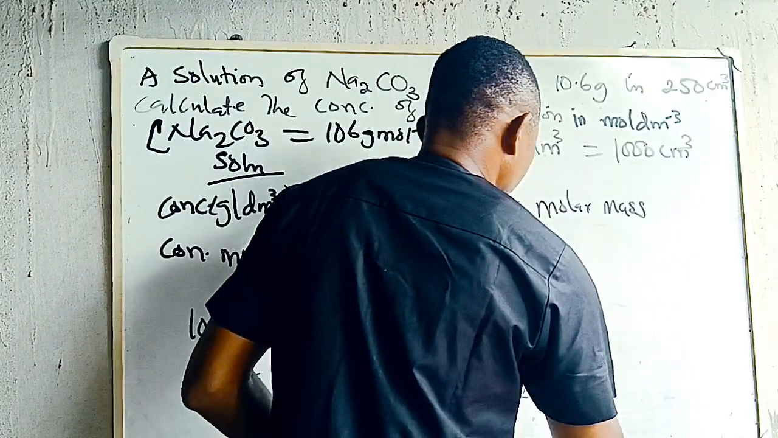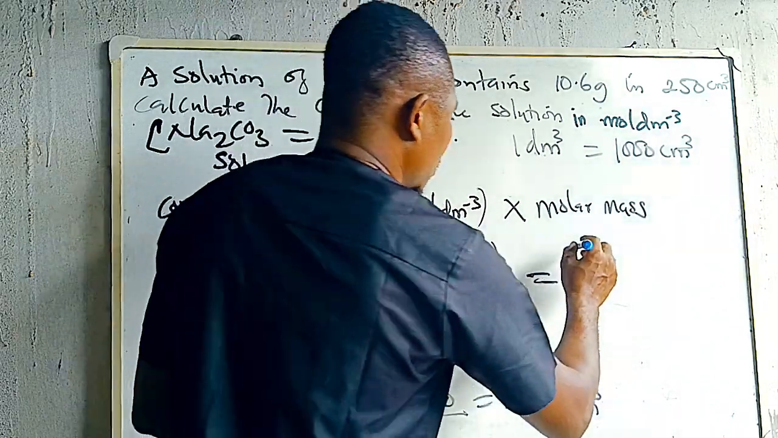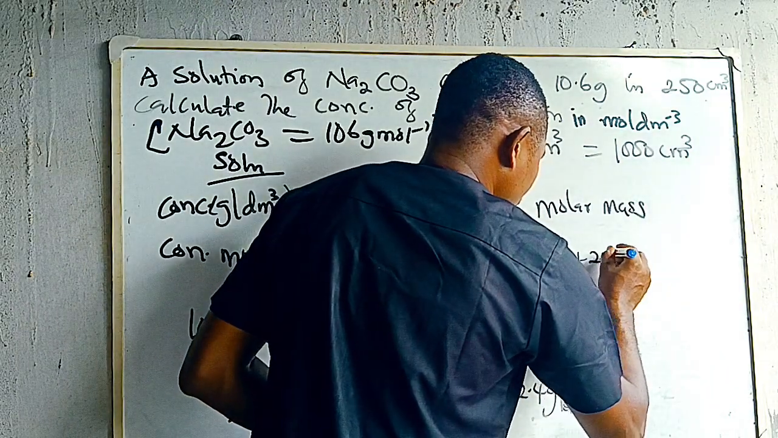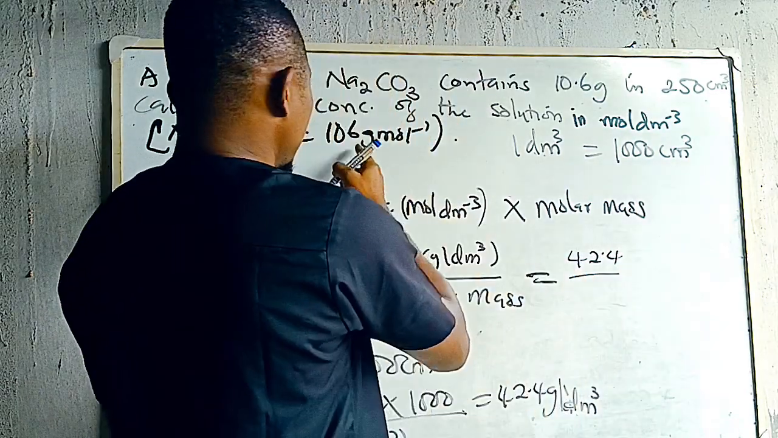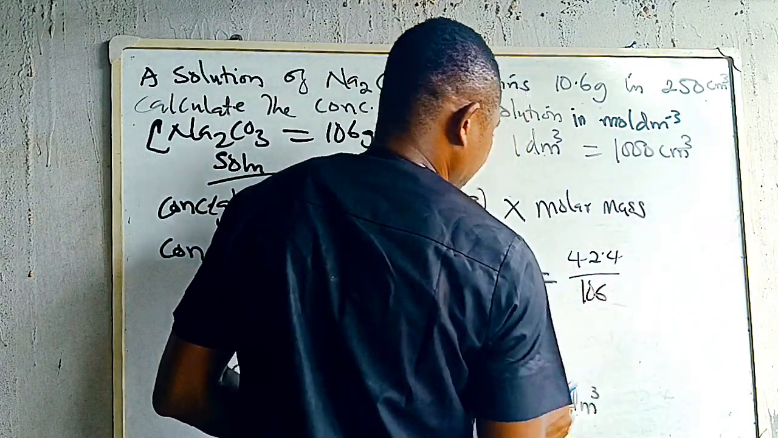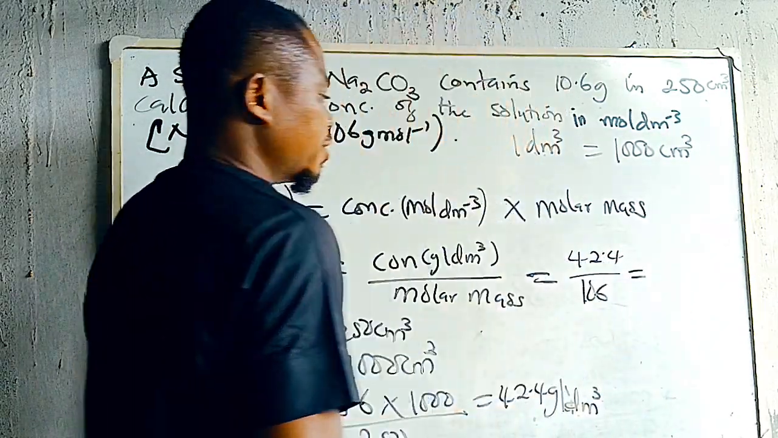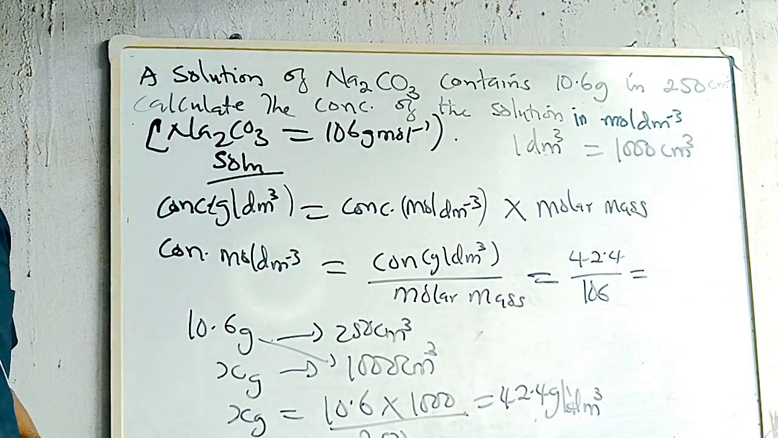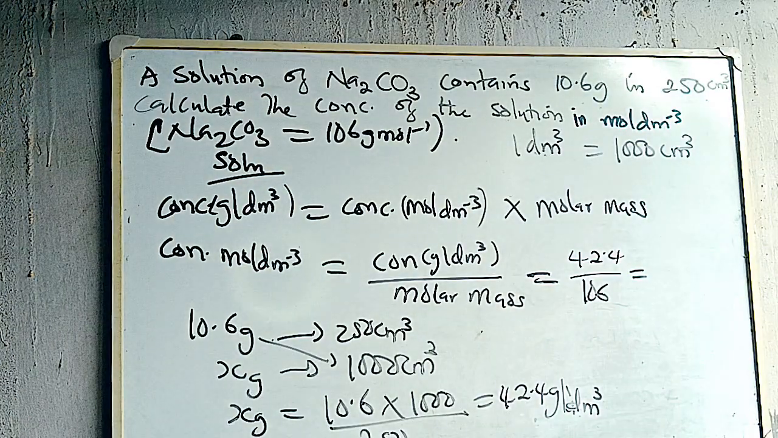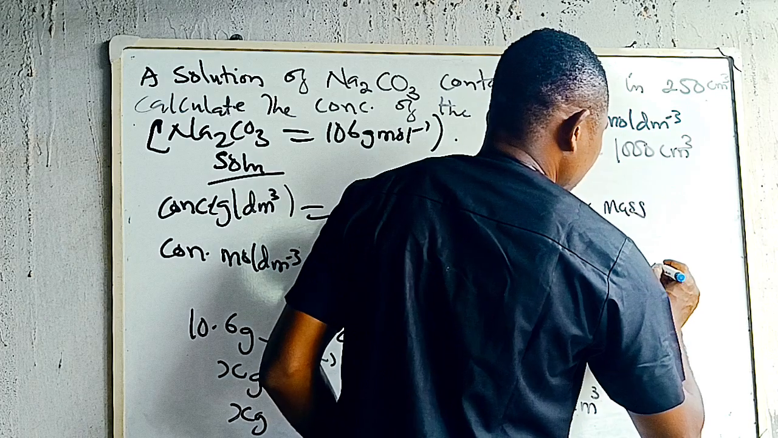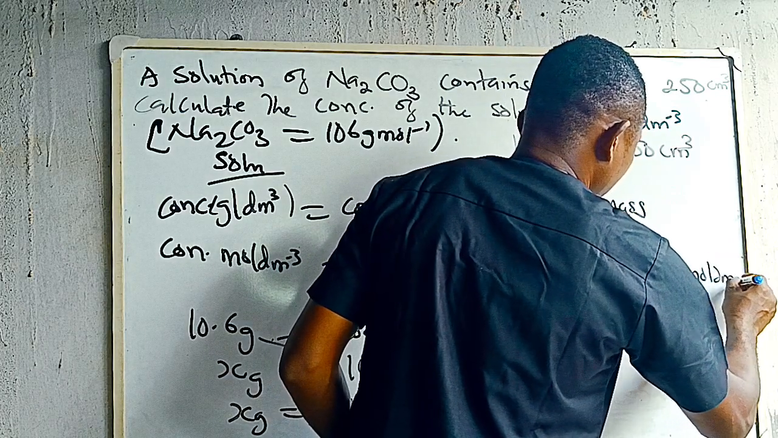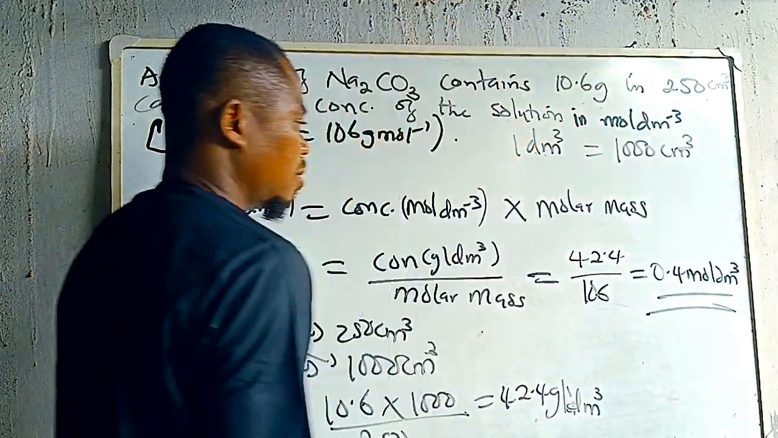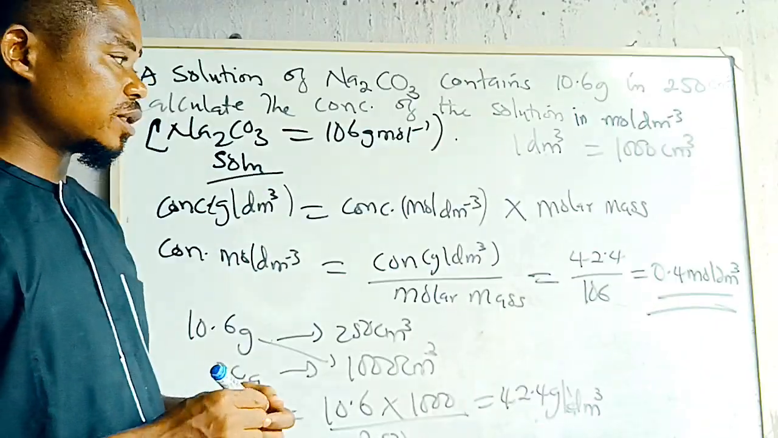So this will be equal to 42.4, this concentration in gram per dm³, divided by the given molar mass, 106. You press your calculator, what do you get? Your final answer is supposed to be 0.4 moles per dm³. So this is how to go about a question like this.